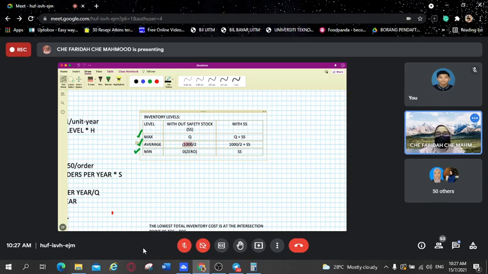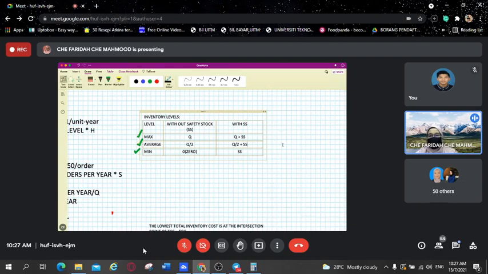Okay, Q bagi 2. That's how you find out the average inventory level. But if you carry safety stock, this is a little bit different from finance. Okay, in OM, kita tak average out quantity dengan safety stock. Kita only average out Q. The safety stocks remain the same. But with the safety stock, your average will be Q/2 plus the safety stock.